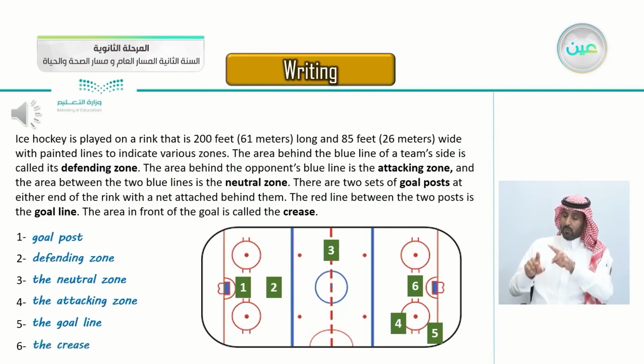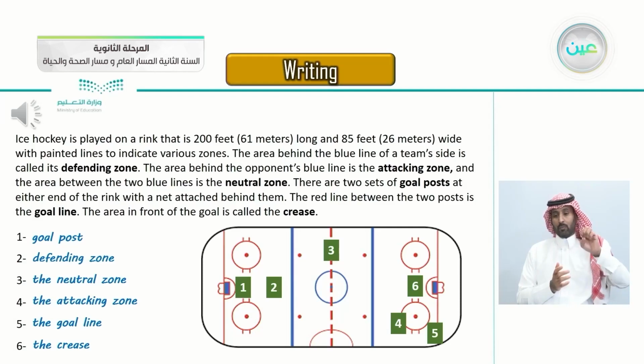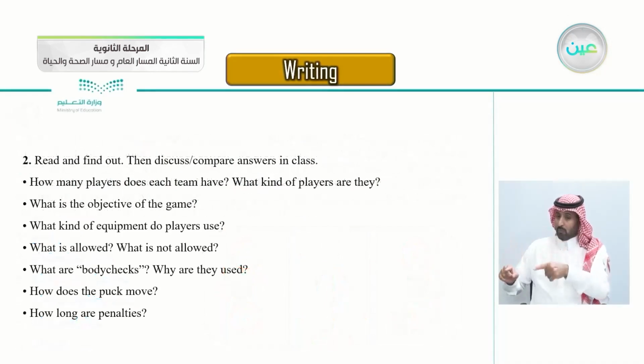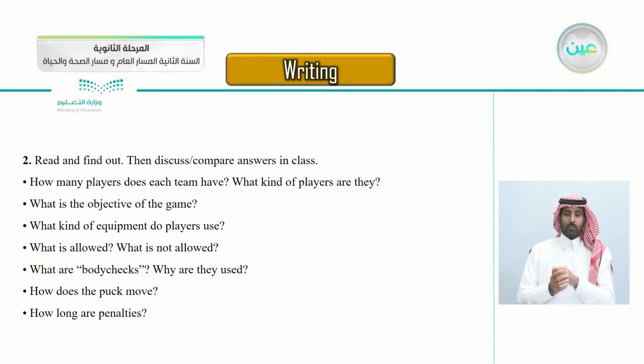So it's the crease. As said in the last line here, the area in front of the goal is called the crease. Of course, in the opponent's goal, not your goal, the opponent's goal. The area in front of your goal is called the goal post. So number 2 here, read and find out, then discuss, compare answers in class.